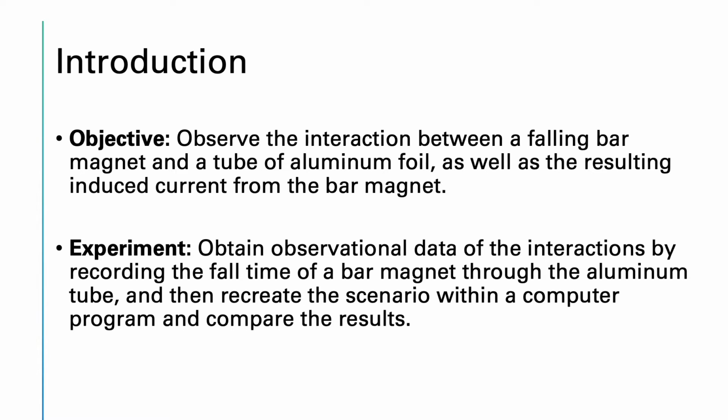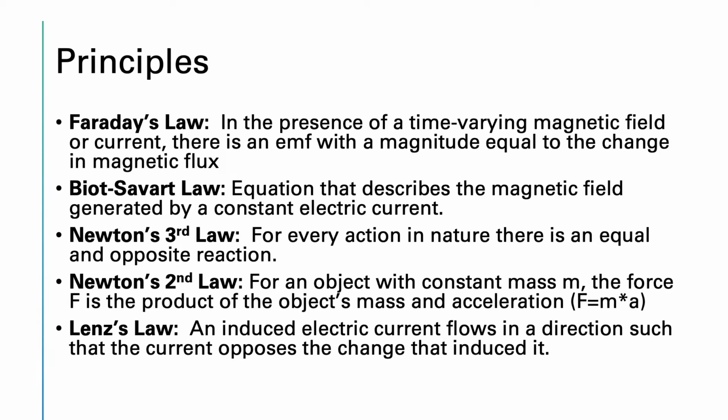For this experiment, the objective was to observe the interaction between a falling bar magnet and a tube of aluminum foil, as well as the resulting induced current from the bar magnet. To complete the experiment, I obtained observational data of the interactions between the magnet and the aluminum foil by recording the fall time of the bar magnet through the foil tube. And then I recreated this entire scenario within a computer simulation and compared the results of the two methods.